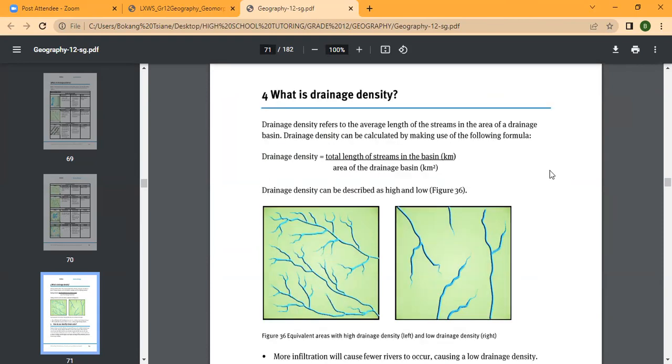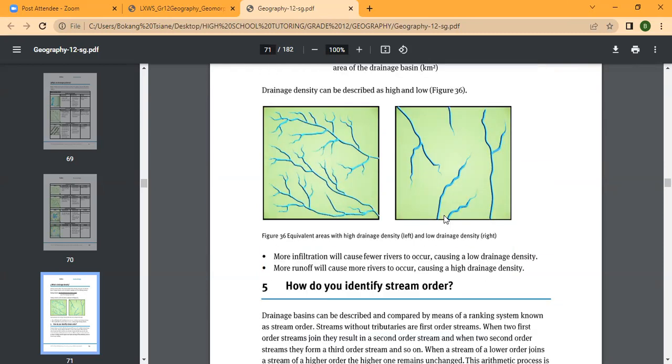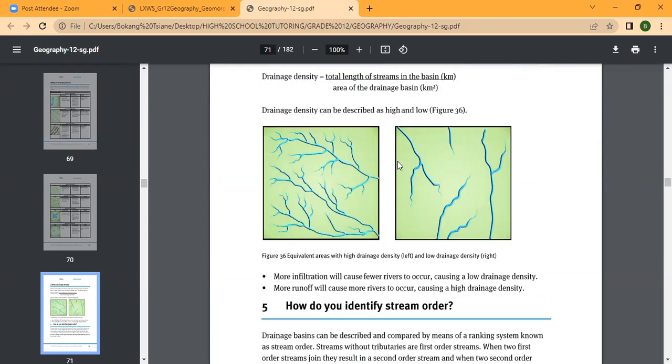As you can see on the figure here, the drainage density on the left is high because we have many streams entering the main stream, and the area between the two figures is the same. So this side we have the length of the streams is more long, and we have a lot of streams. And then on the right-hand side, we have small streams, but the area is the same. So the drainage density on the left is high, and the one on the right is low. And then the reasons why drainage density differs is because of the process of infiltration.